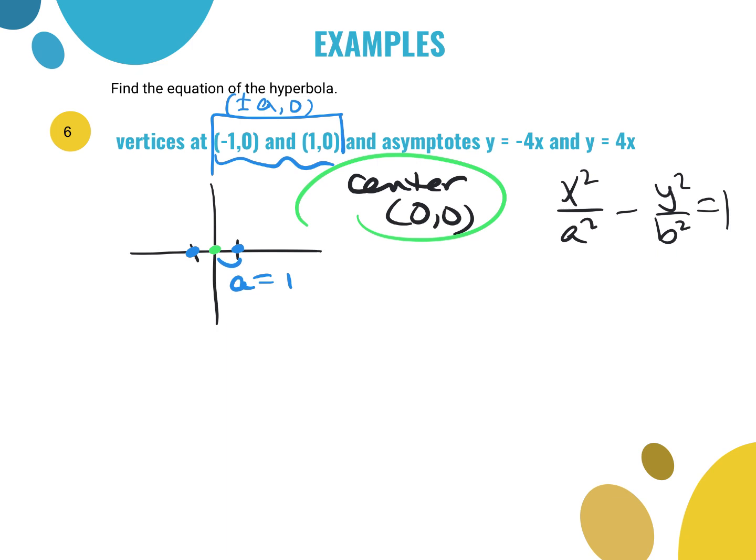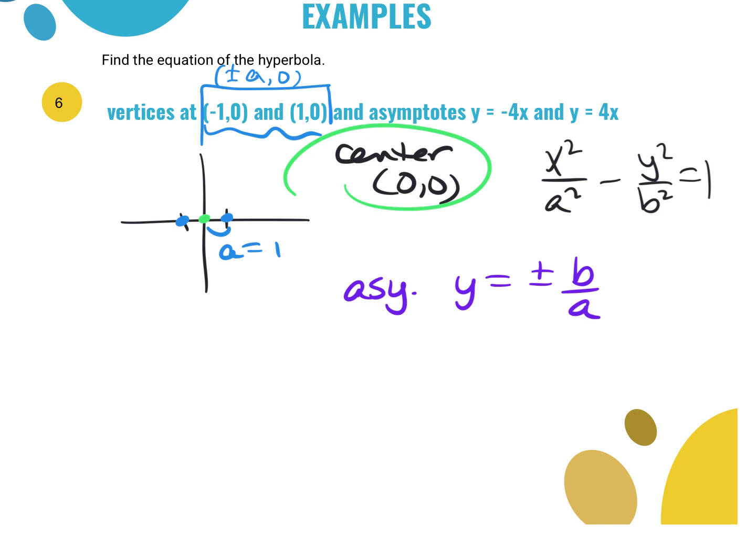So what you need to memorize here is that when it is horizontal, the asymptote is going to be b over a. So my asymptote equation is going to be y equals positive and negative b over a. So what I'm going to do is, since they gave me the asymptotes, I can change this y equals positive and negative 4 over 1. I can change the whole number 4, add a 1 to the bottom.